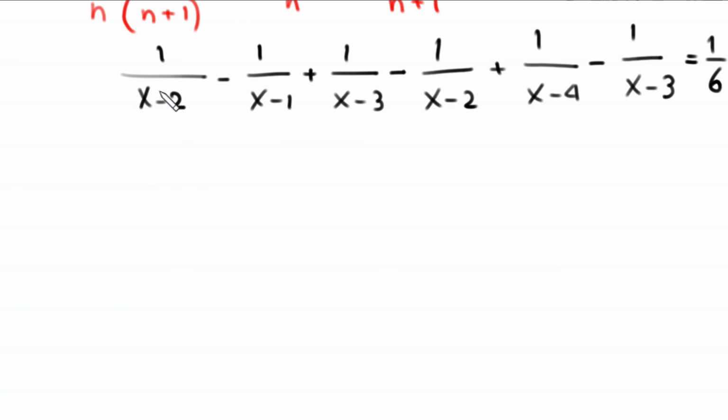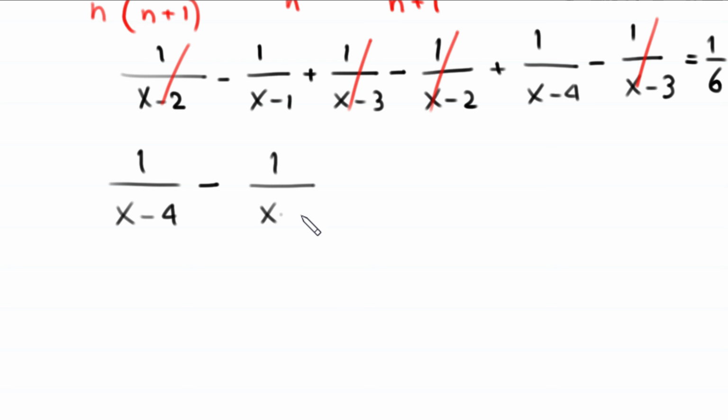Now this 1 over x minus 2 will be cancelled out with this negative 1 over x minus 2, and this 1 over x minus 3 will be cancelled out with this negative 1 over x minus 3, and at left hand side we are left with this expression 1 over x minus 4 minus this 1 over x minus 1, equal to 1 over 6.